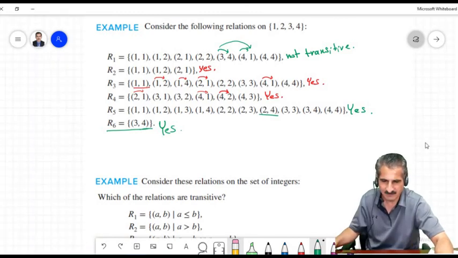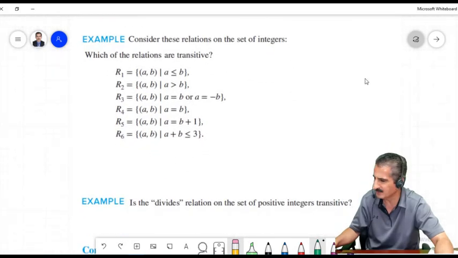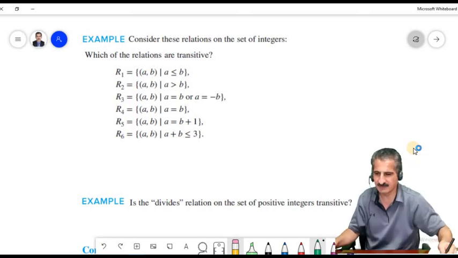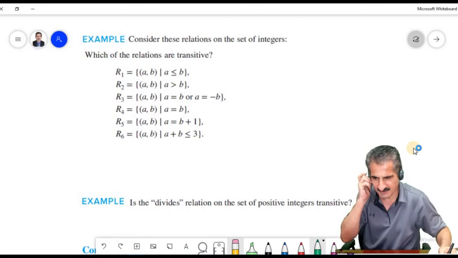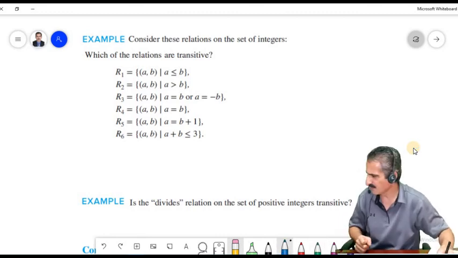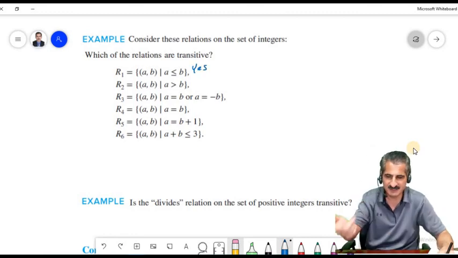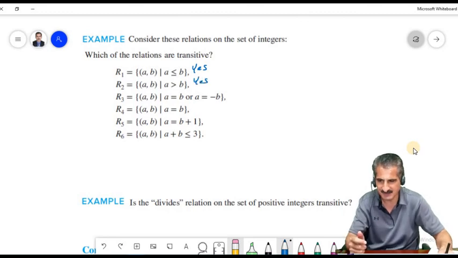Because we will finish in 5 minutes. Okay, what about these relations now? Tell me quickly, please. Are they transitive or not? R1, is it transitive or not? So yes, this is transitive. R2, A is greater than B, B is greater than C, then A is greater than C, it is transitive.